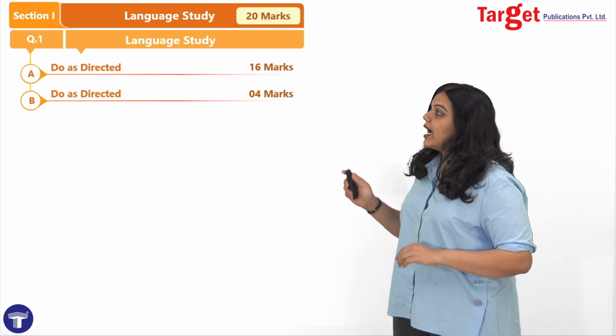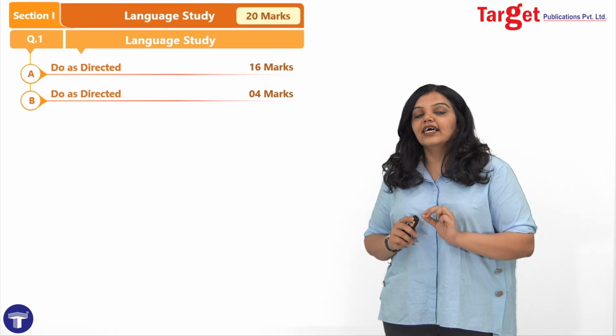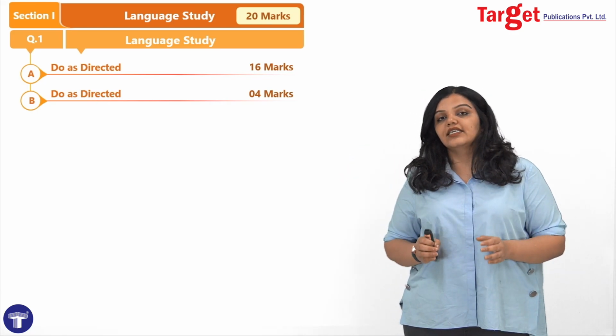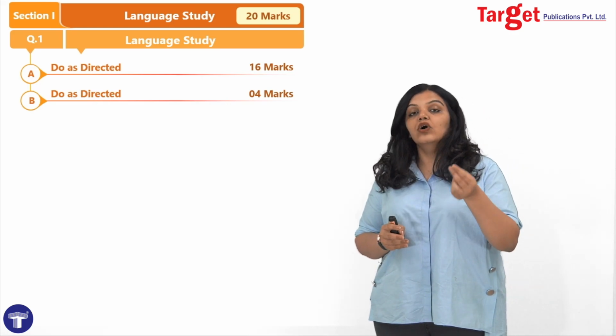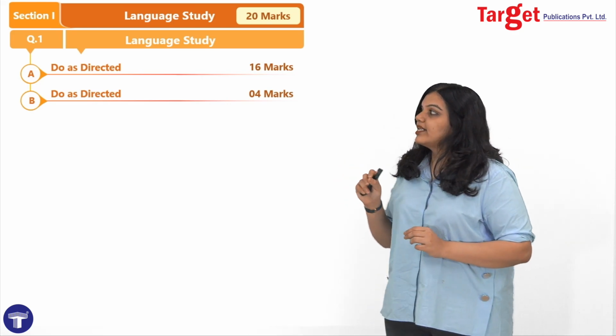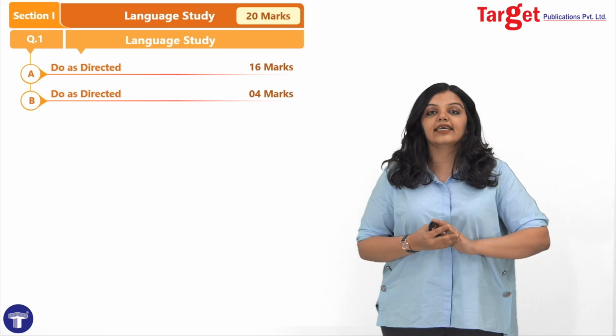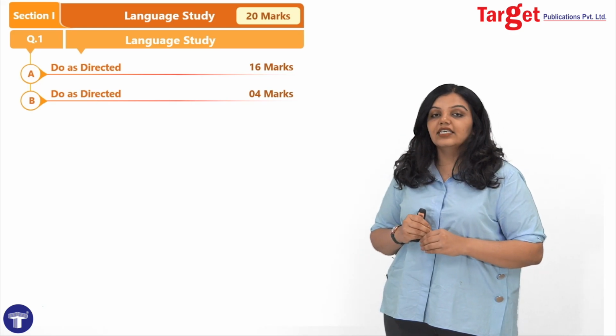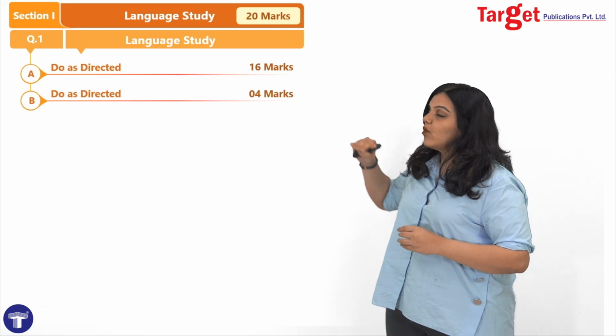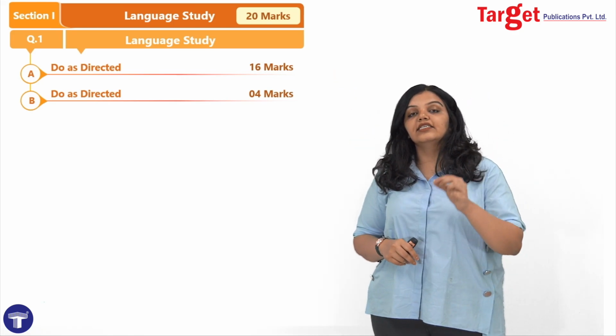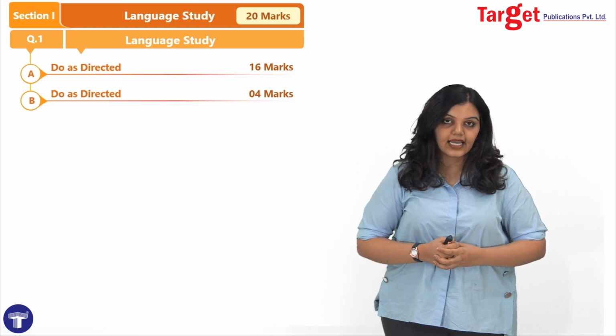If we take a look at question 1, you will see that question 1, which is the language study section, is made up of 2 subsections, that is question 1A and question 1B. And each of these is the do as directed type of questions. These carry 16 marks and 4 marks respectively, totaling 20 marks for your language study section.